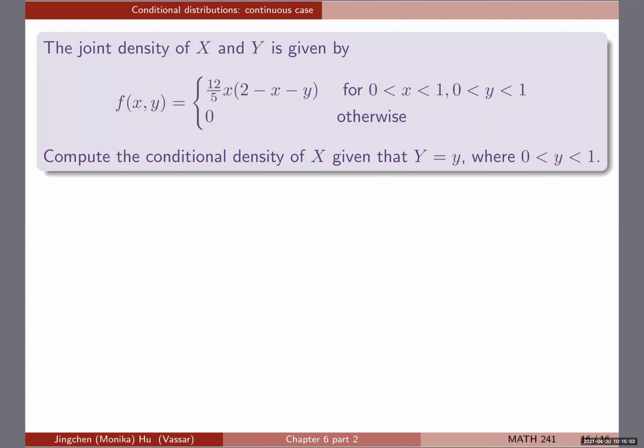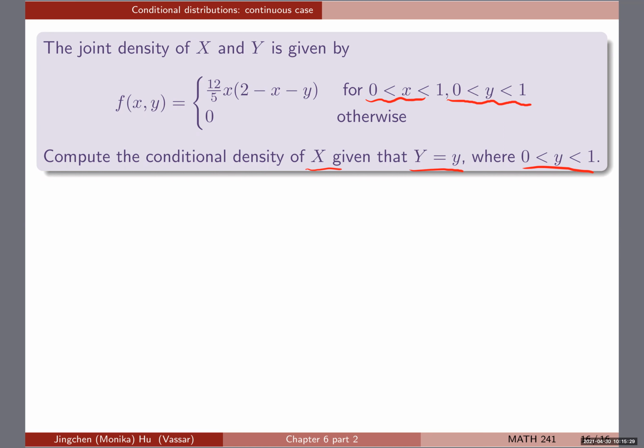All right, let's wrap it up with an example. We're given the joint density of X and Y, and we know the range. It's very important to think about the range all the time. The question asks you to compute the conditional density of X given that Y equals y, when y is in this range. Both of them are between 0 and 1. And it's the conditional density.